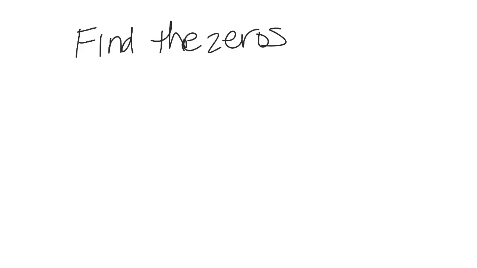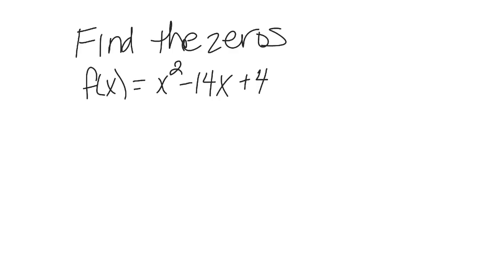And our last set of problems is find the zeros. If f of x equals, let's pick a good problem here. x squared minus 14x plus 40. So when I'm asked to find the zeros, I want to know where the equation equals 0. So I change the f of x to 0.